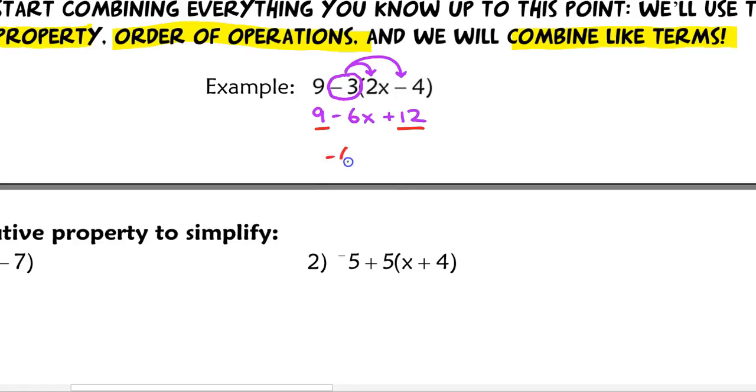And I'm going to write -6x plus 21. Again, I want to have this going in descending order. I always have the variable term come first and then the constant. Okay? So the big idea here is to make sure that we just drop this term down instead of trying to subtract 9 minus 3.